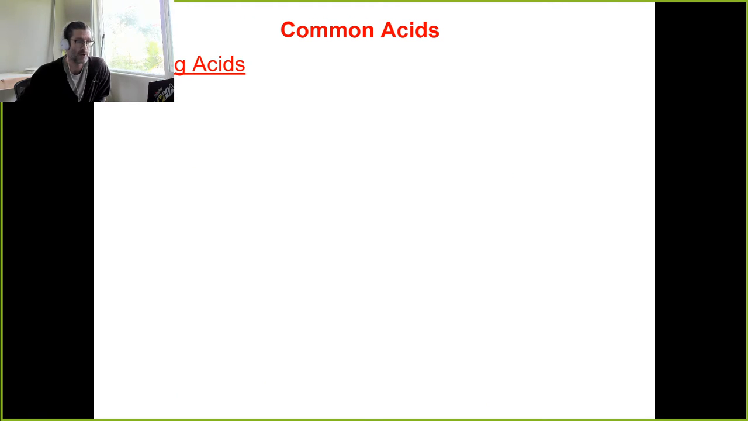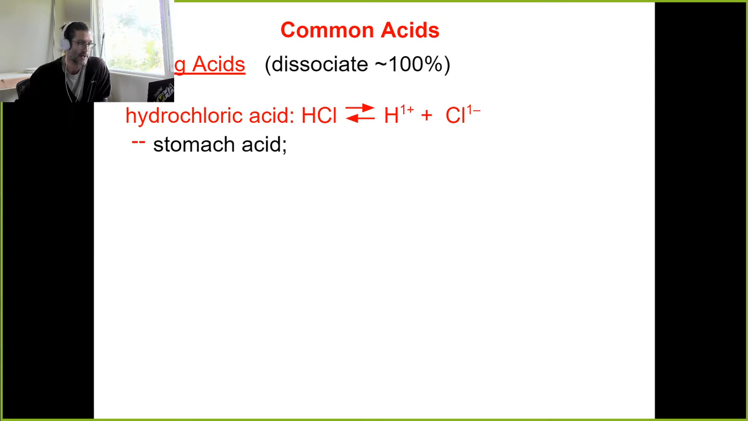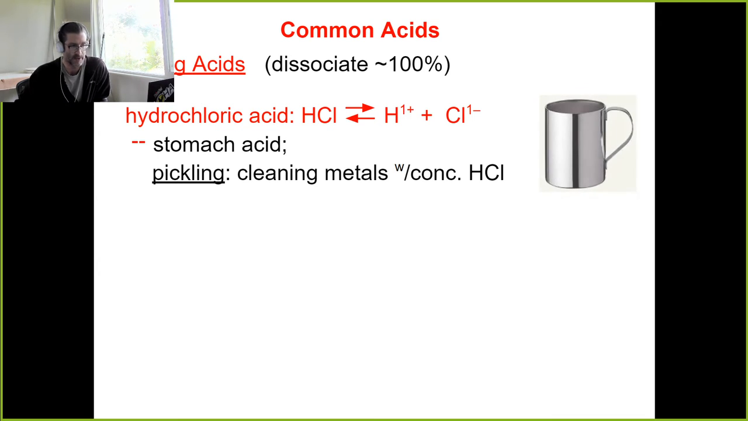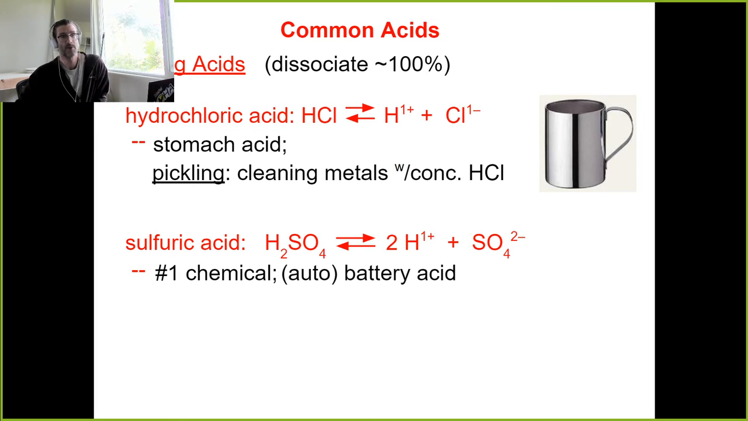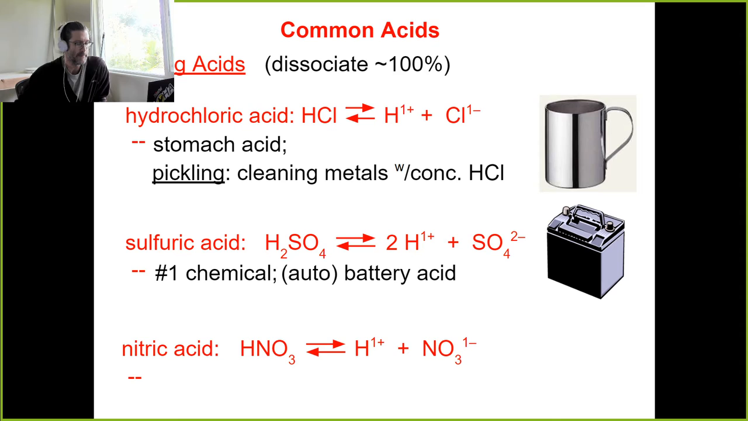But for now, let's talk about some common strong acids, things that dissociate 100%. This is what we mean by the strength of the acid. We're not talking so much about how concentrated that acid is. When we say an acid is strong, we mean it dissociates close to 100% at equilibrium. These are things like hydrochloric acid, which is stomach acid, used for pickling or cleaning metals. Sulfuric acid, H2SO4, the number one chemical produced in the world, found in car batteries. And nitric acid, which gives us explosives and fertilizers.